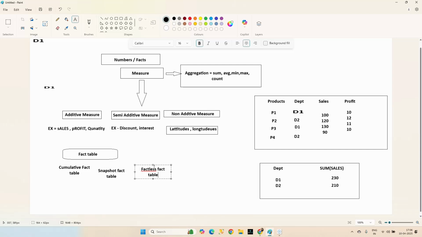Got it? Now we are talking about factless fact table. If we have only primary keys in the fact table. What is a primary key? A primary key we have in the transaction parent table, right? Primary key plus numerical information makes a fact table, right? If we have only primary keys and we don't have any numerical information, that kind of fact table we can call a factless fact table.